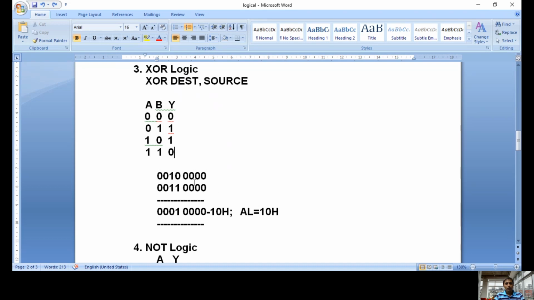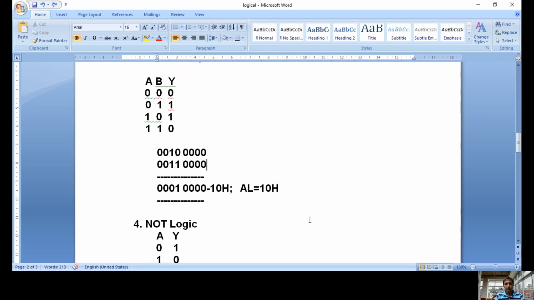So if you perform exclusive OR operation on the same numbers, here one is 20H, other is 30H, same example I'm taking. AL is 20H, for example, BL is 30H. If you perform XOR operation, what happens in this combination? Output 1. In the remaining combinations, both inputs are the same, so output is 0. So we got the result 10H. So AL is receiving 10H.